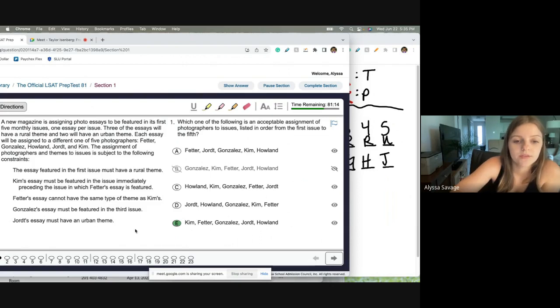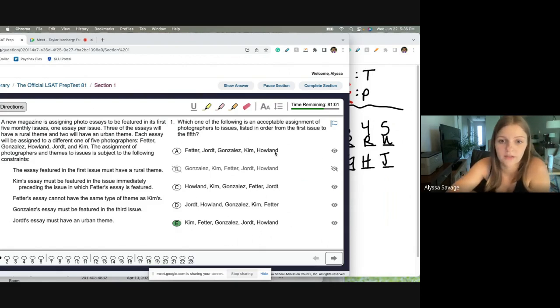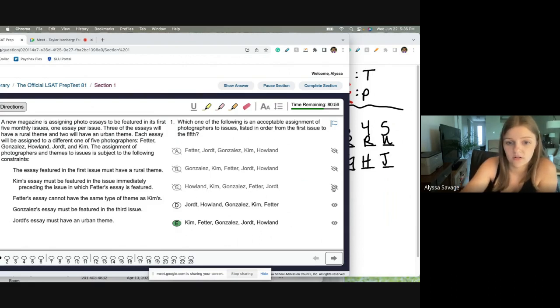Okay, so let's go through A, C, and D just to eliminate them. K and F have to be together, with K coming before F immediately. That eliminates A, they're not together. Eliminates C, they're not together. But D and E are fine because they're together and K is before F.